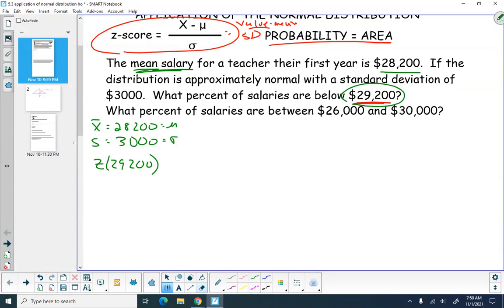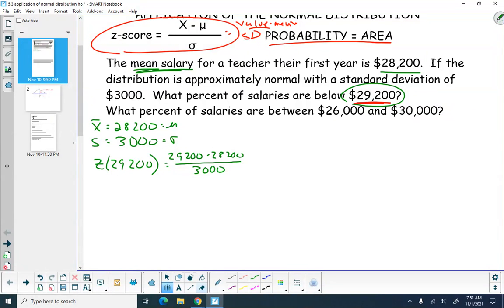What is the z-score for $29,200? How we calculate a z-score is value minus mean divided by standard deviation, where our value is $29,200. Our mean is $28,200. Our standard deviation is $3,000. So we have value $29,200 minus our mean $28,200 divided by our standard deviation $3,000.